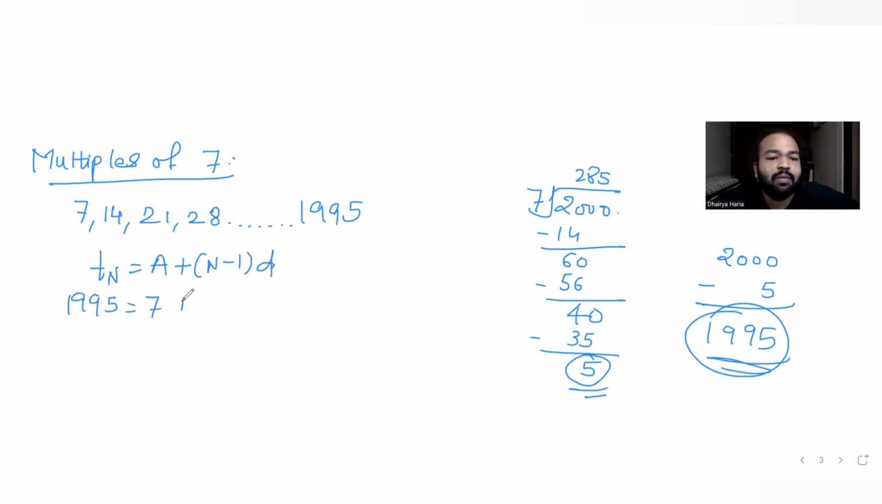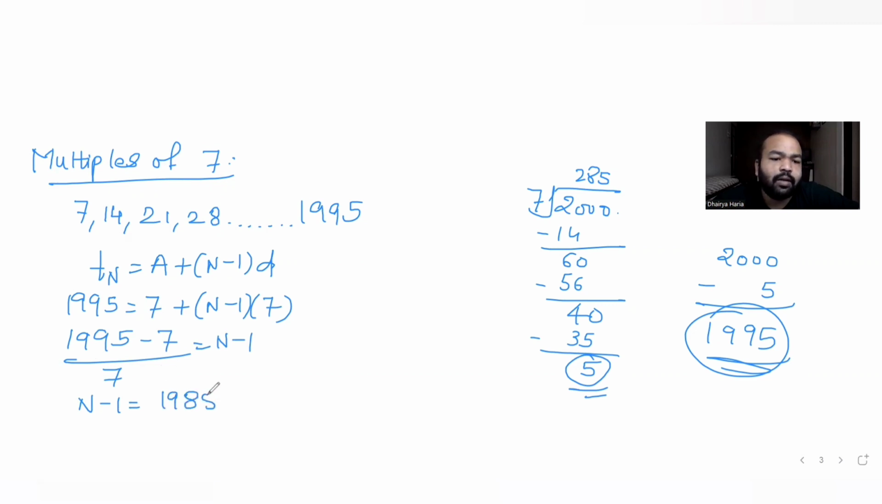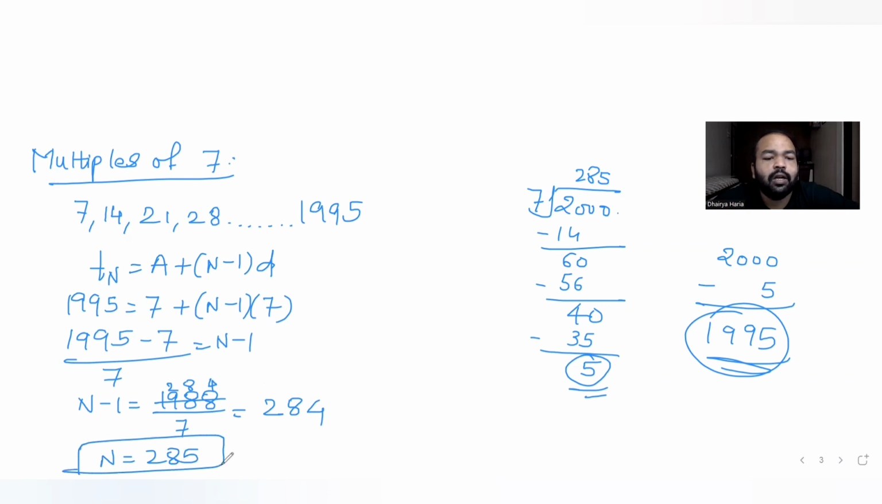1995 is 7 plus (n minus 1) into the difference, which is 7. So (1995 minus 7) upon 7 is n minus 1. In this case it becomes 1988 upon 7. 7 twos are 14, 7 eights are 56, 7 fours are 28. So that gives me n is 285.